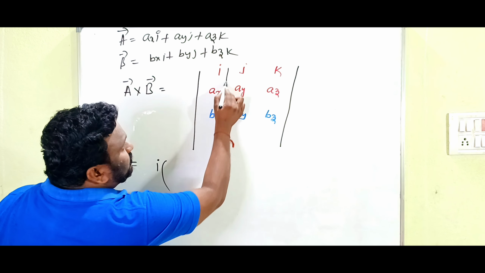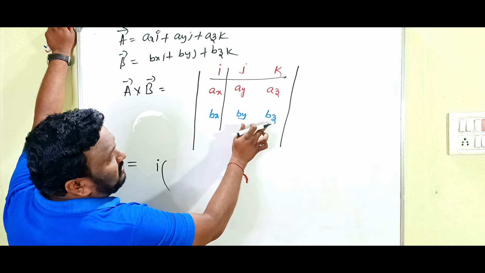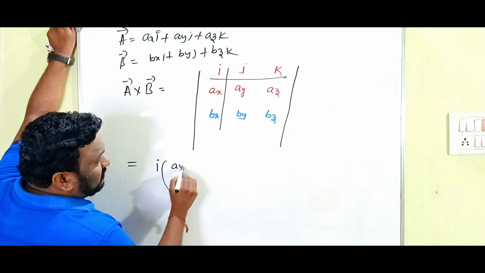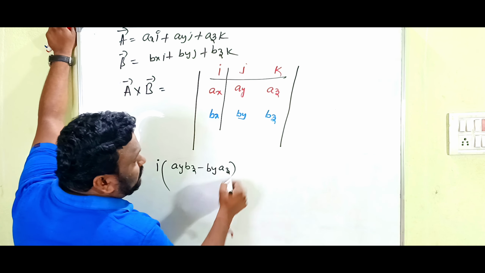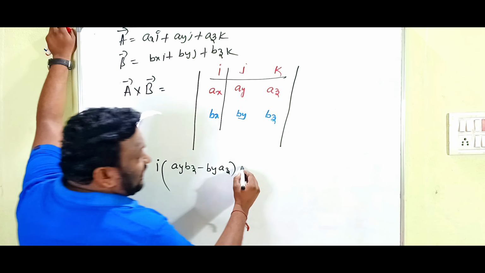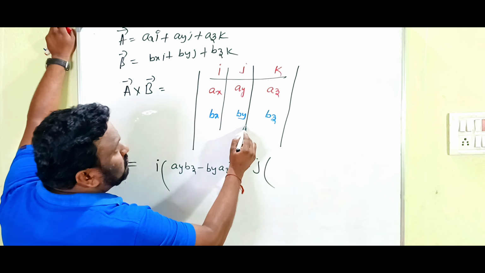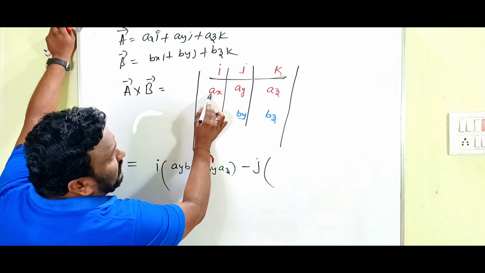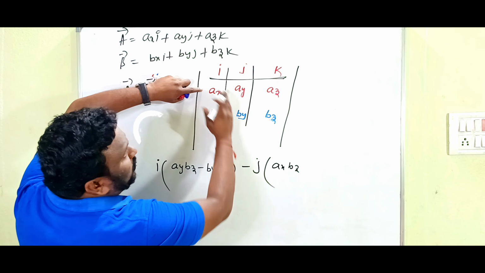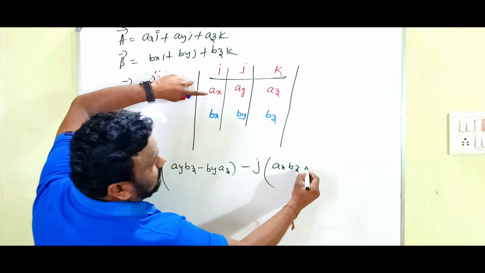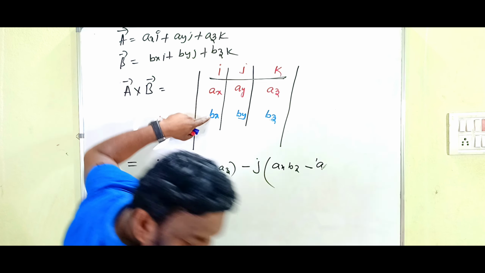we have to omit this column and this row. Simply what do we have? Ay Bz minus By Az. Then minus j of, now we have to omit this column and this row. Then what do we have? Ax into Bz, minus Bx into Az.